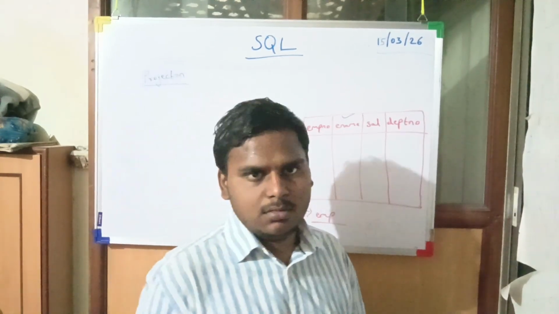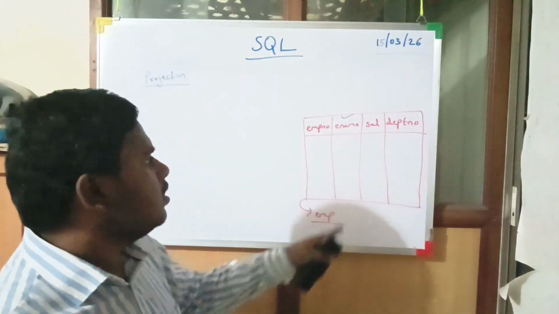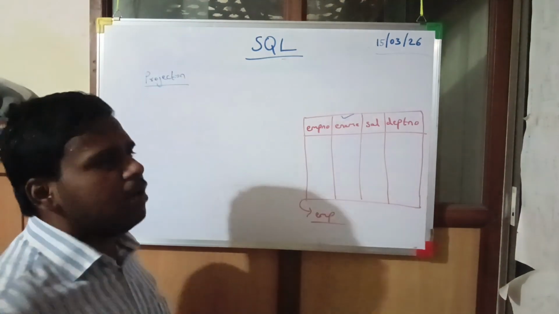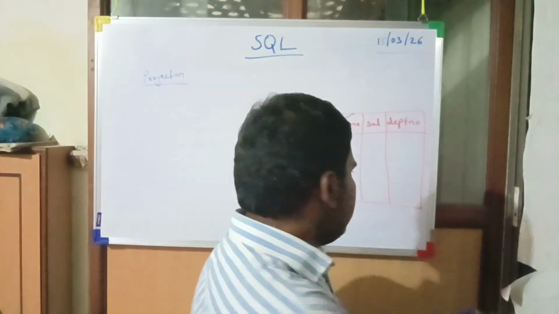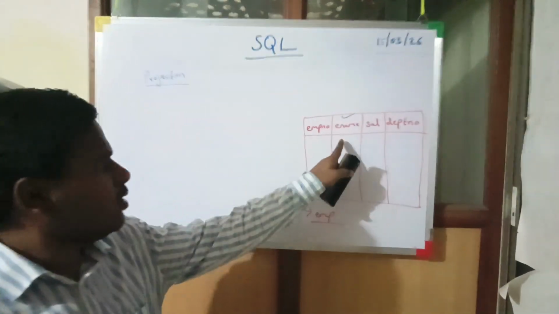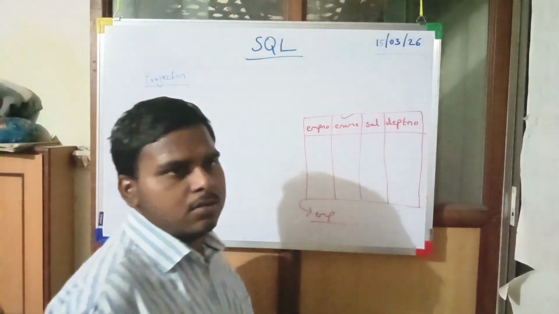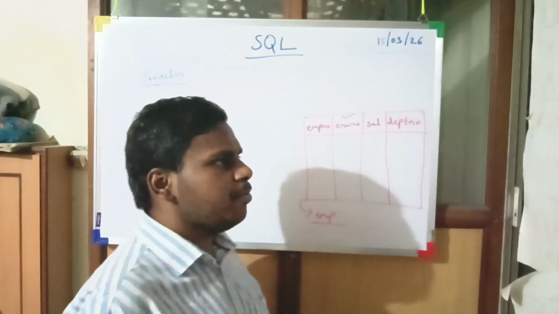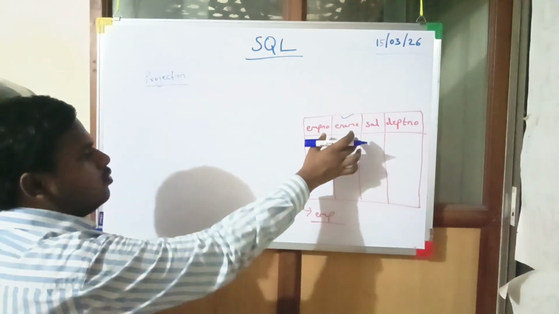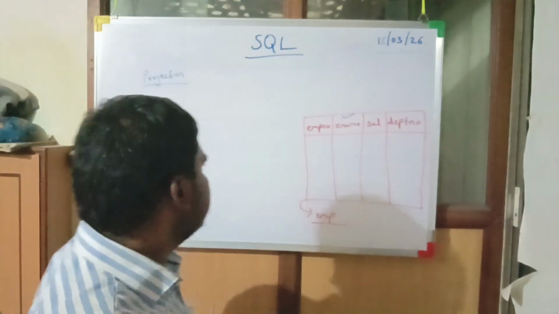So how can I do this? For this, I need to understand the concept of projection. I don't want to display the entire table, I just want to see the names of employees. So we have to use the concept of projection, which means we can get the data by using columns.